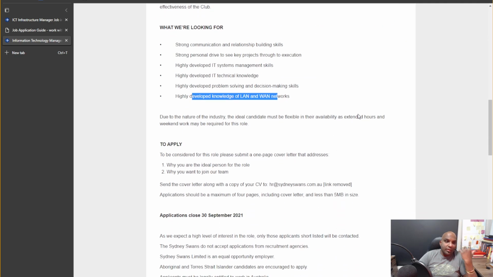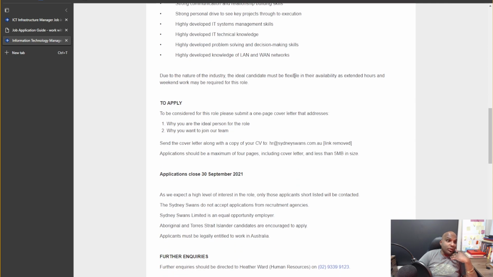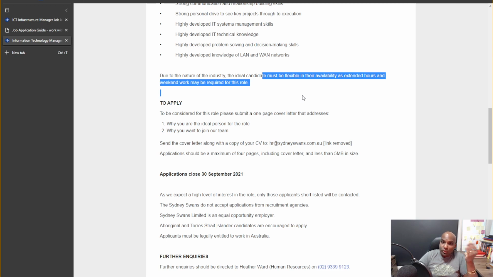Yeah, flexible. This is kind of a given in the IT and technology industry, especially as we go higher up the ladder. We know that this is kind of expected. And look, if you're someone who doesn't want that, obviously this is not a role for you, and you just move on to the next one.